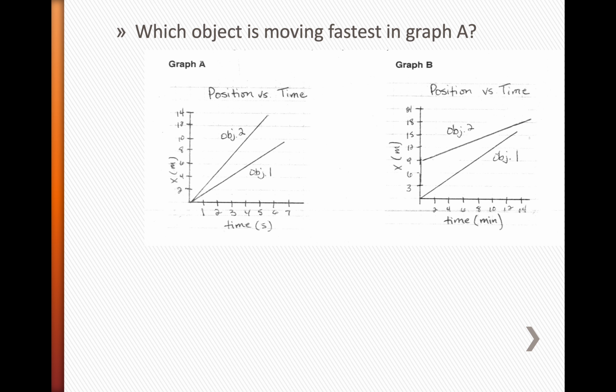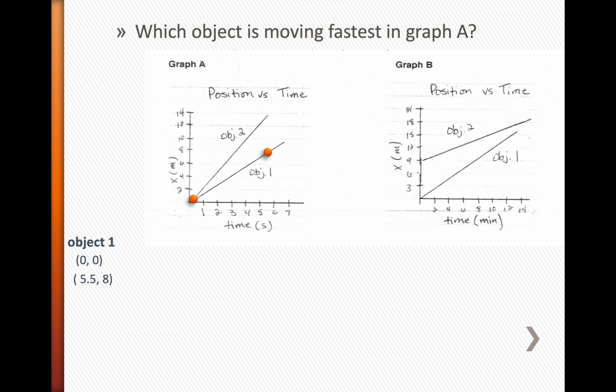So if we look at these graphs, we've got graph A here and graph B. Which object's moving the fastest in graph A? Well, hopefully you recognize if they travel in the same amount of time, say 4 seconds, that object 2 and 1 start at the same point, but object 2 travels a greater change in position, it's going to be traveling faster.